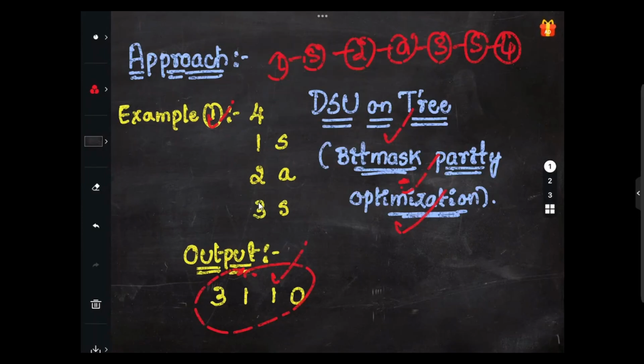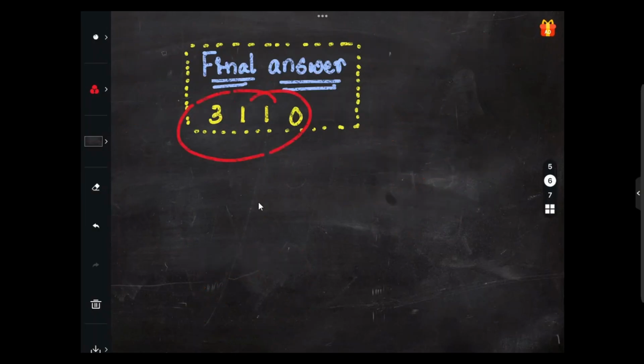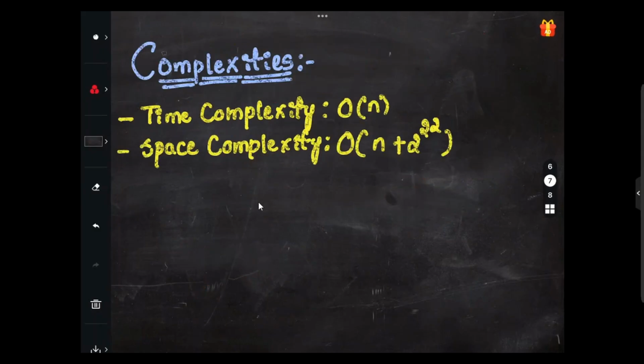Simple, right? So now, as we are completely familiar with the approach, let's quickly discuss the complexities part. What would be the time complexity here? The time complexity would be big O of n, right? So why is it big O of n here?